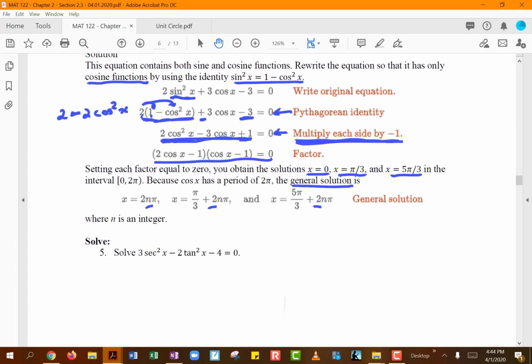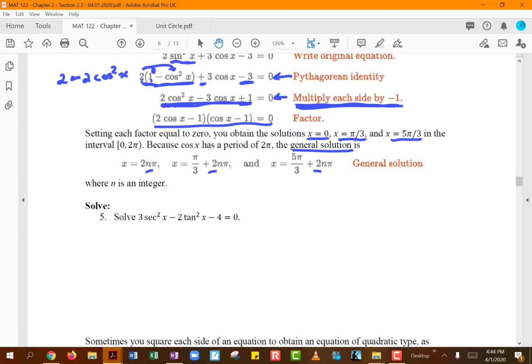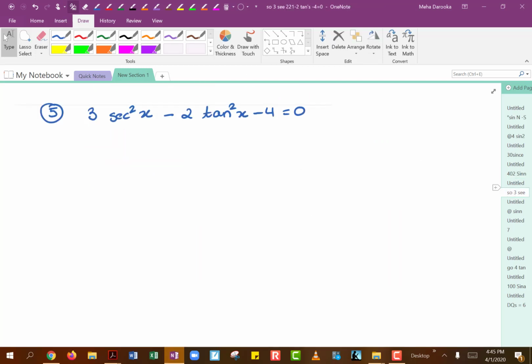Alright, so let's see how we can do this for our example. You will notice in our example also, we are given 2 different trig functions. We have secant and tangent. So we're going to need to convert this into one function, right? So let's take a look at this guy. This is number 5. We're given 3 secant squared of x minus 2 tangent squared of x minus 4.